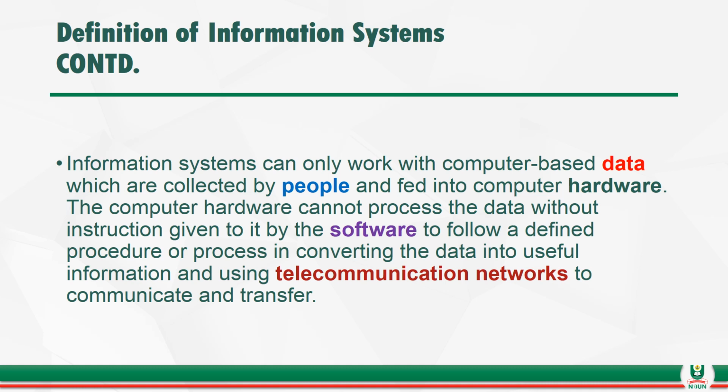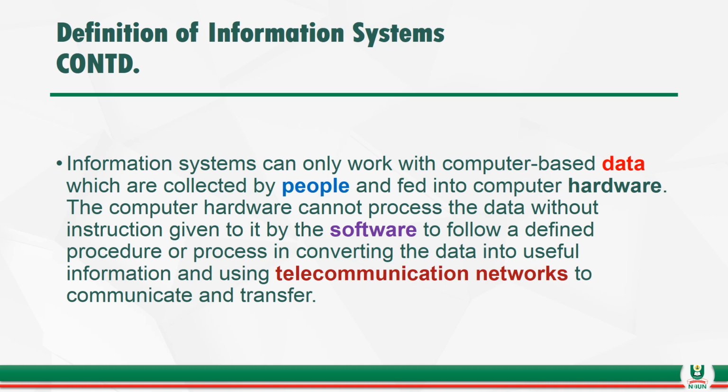So we could say that information systems are those systems that can only work with computer-based data which are collected by people and fed into computer hardware. The computer hardware cannot process the data without instruction given to it by the software to follow a defined procedure or process in converting the data into useful information, and using telecommunication networks in order to communicate and transfer it.